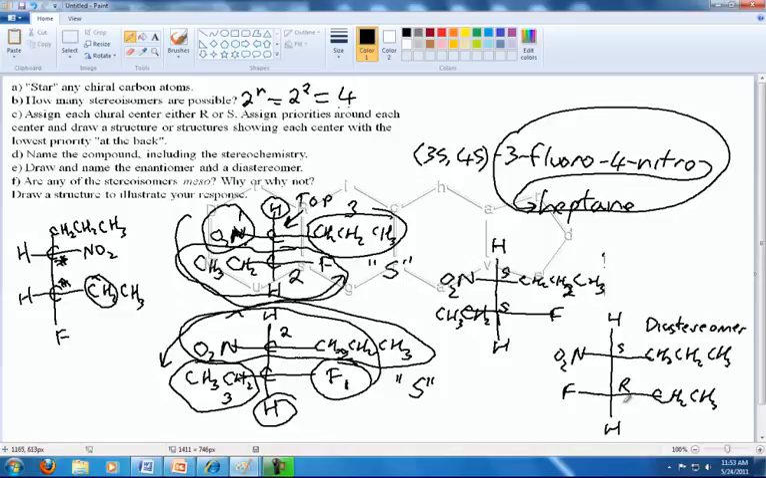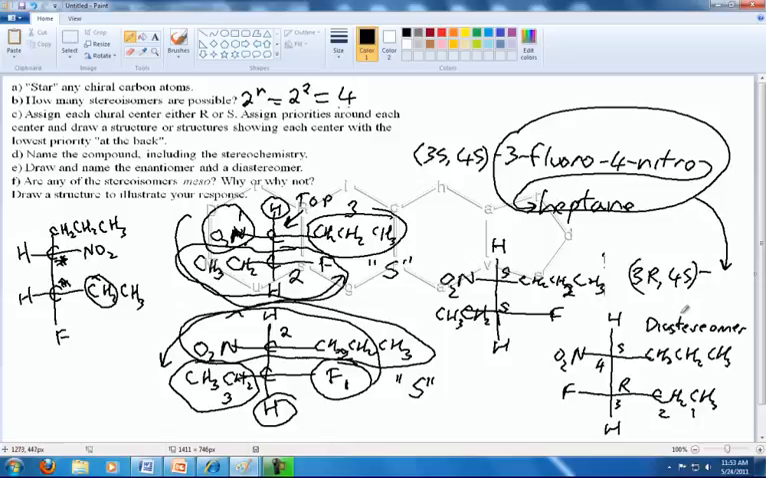And the name of it would be, well, that's the 1, 2, and that's the 3 and the 4, would be 3R, 4S, and then the rest of that name down there. And that would be your diastereomer.